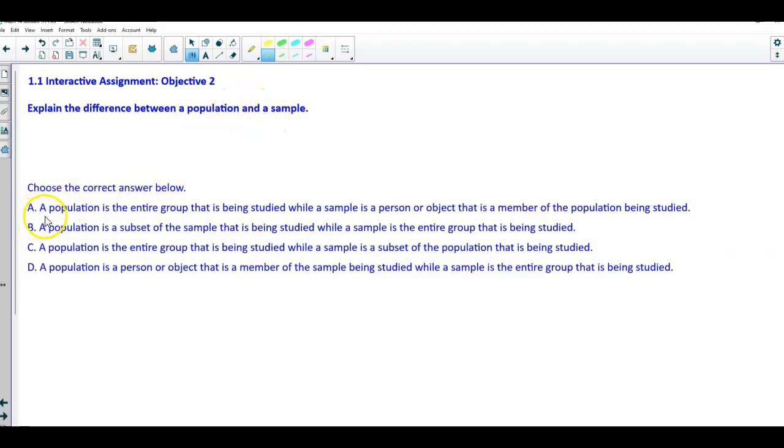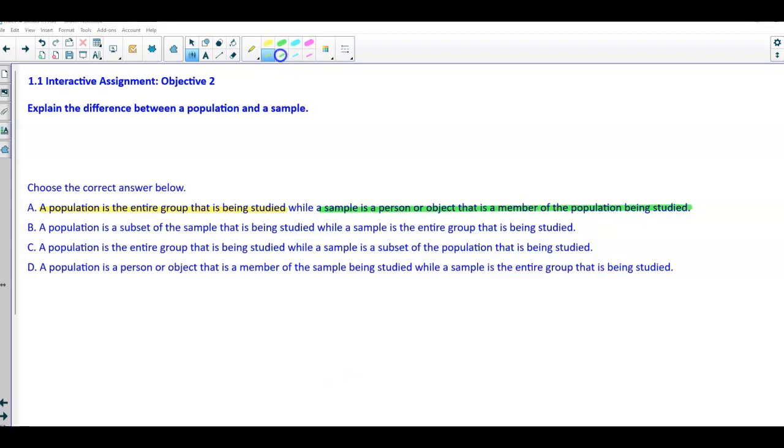So for part A, it says that a population is the entire group that is being studied. Well, so far that says about right because it's the entire group that is being studied. And then it says here, while a sample is a person or object that is a member of the population being studied. So far that might sound like a pretty good definition.